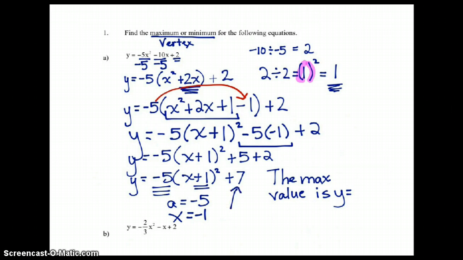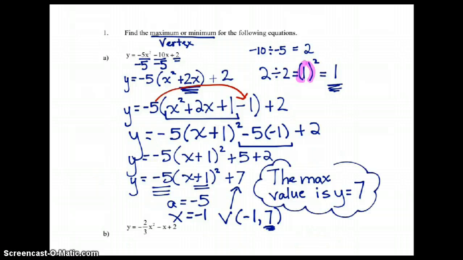The y value is right over here. So when I say what my vertex is, -1 and +7, you have to make sure to give me the y value, not the x. So the maximum value here is y equals +7, and this is what I'm looking for. So again, I suggest that you retry this on your own, follow the steps, make sure that everything is there, and that you're comfortable doing it by yourself. Then you can move on to question B.